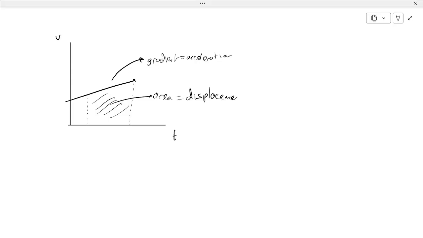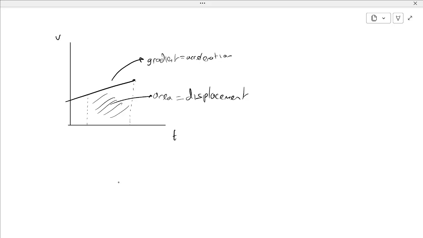This is true for velocity time graphs and also speed time graphs. The only difference between a velocity graph and a speed graph would be that the velocity graph could go beneath the axis because velocity can be negative, whereas a speed graph could not go below the axis. It can never be negative. But they both have the same rules of the gradient, acceleration, area, displacement.